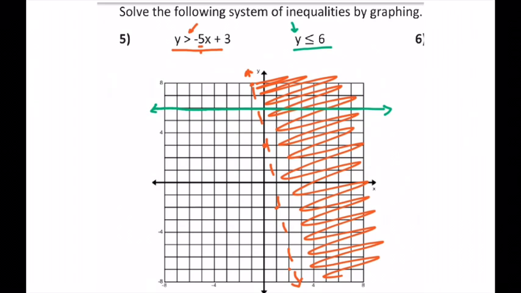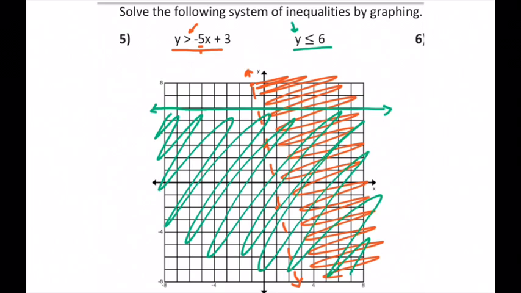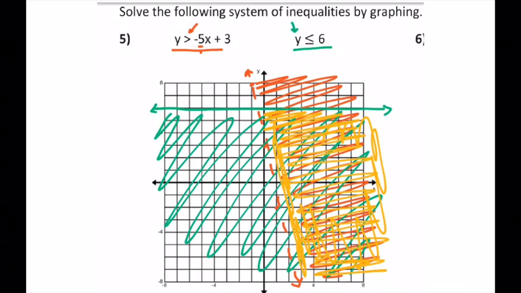And it's a solid line because it's got that equal to sign. And then I'm going to shade that, and I'm going to shade it below because it says y is less than. So shading it below will be all of this. And so my solution is this region in here. That's where all my solutions are. So I'll darken that in a little bit. And so that will be where my solutions are.